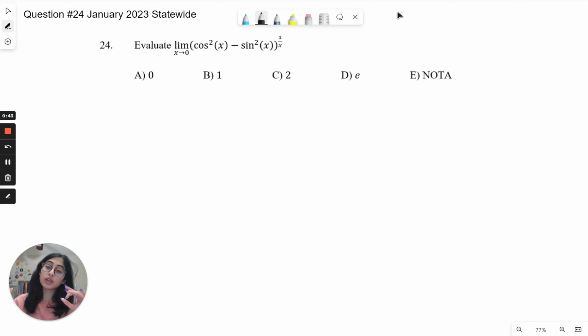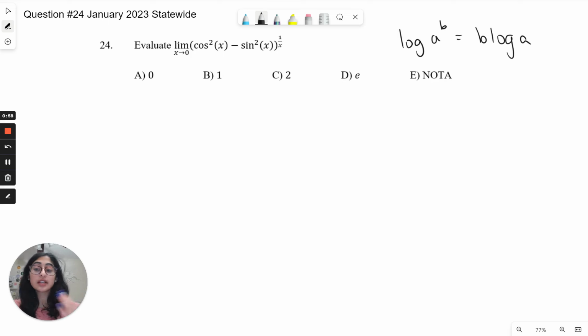And so what that usually means is we should think about taking the natural log of that limit, because natural logs, or just logarithms in general, do have that pretty neat property where the log of a raised to the power of b is equal to b log a. Right, so we're going to take advantage of that and take the natural log of this limit.